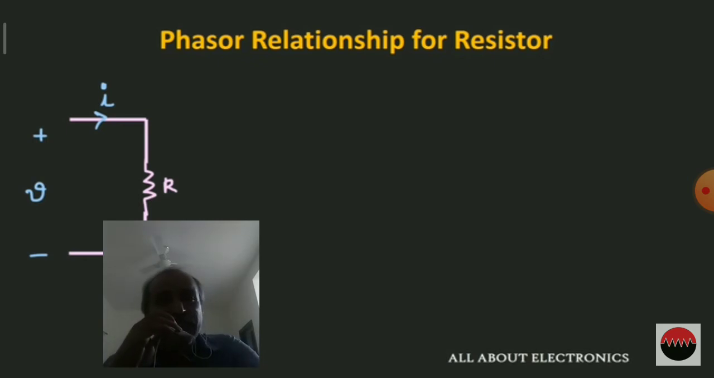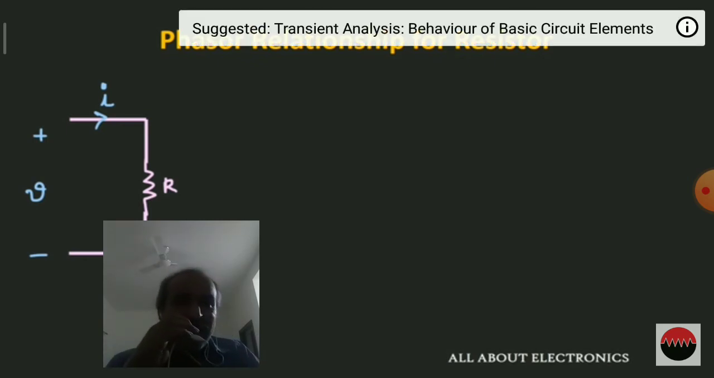Now, how is the phasor relationship for resistors? The diagram shows a resistor in which current i passes and V is the potential difference.